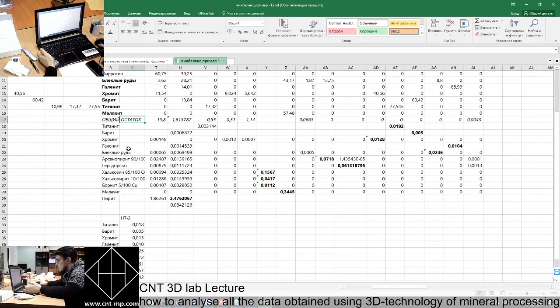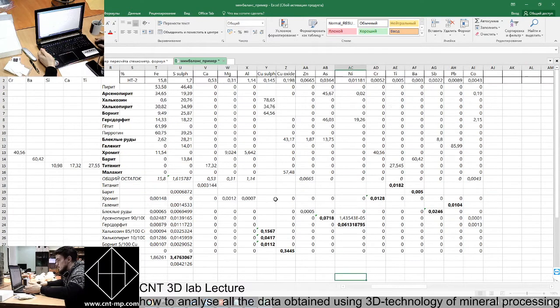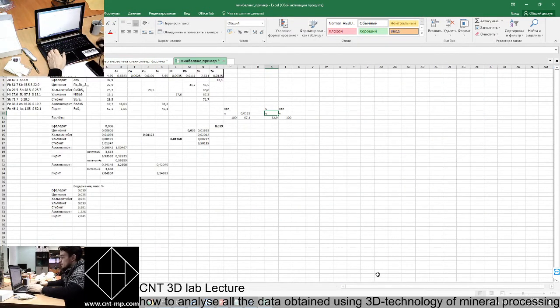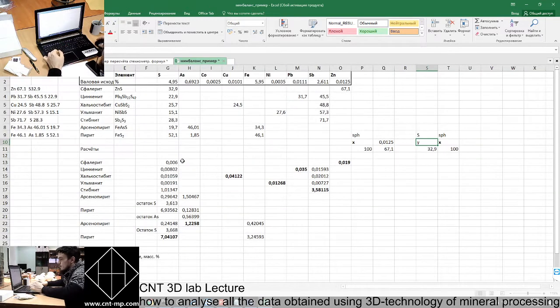In this particular case, it was enough to analyze the sulfides and some other heavy minerals like pyrite, titanite, and so on. This is an example from a copper porphyry deposit. Maybe some of you know the Mikheevskaya deposit. And there is another example from a gold-stibnium bearing deposit. There are sphalerite, zinkenite, chalcostibite, ulmanite, stibnite, arsenopyrite, and pyrite.